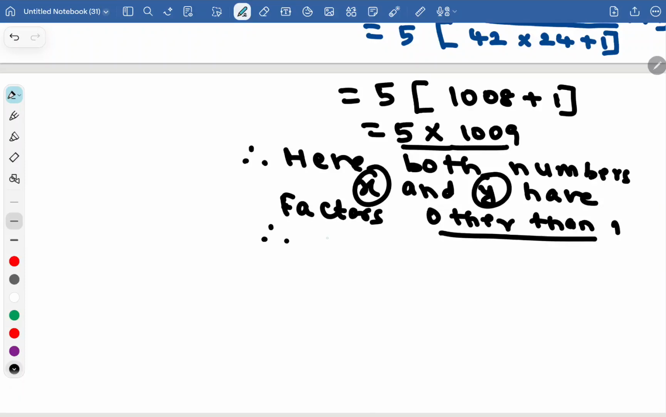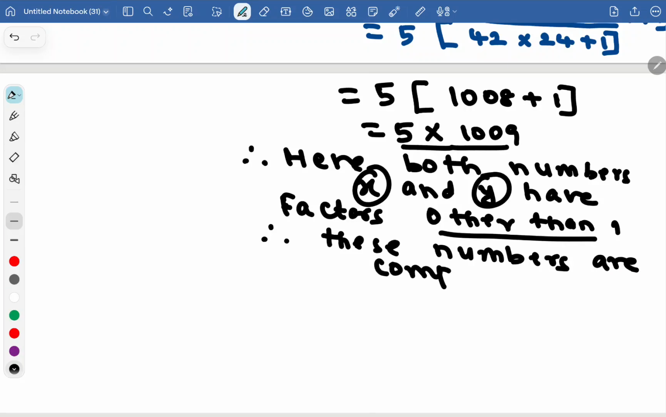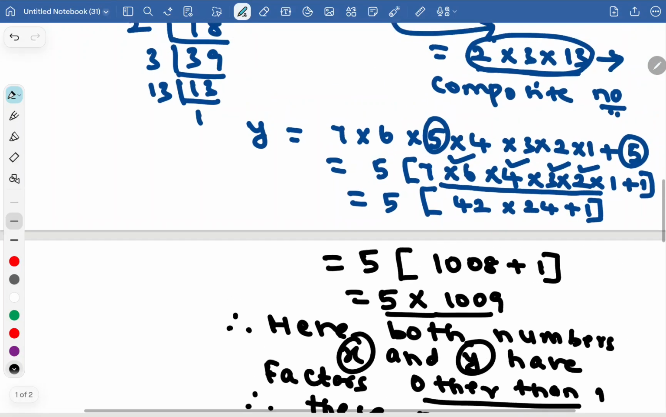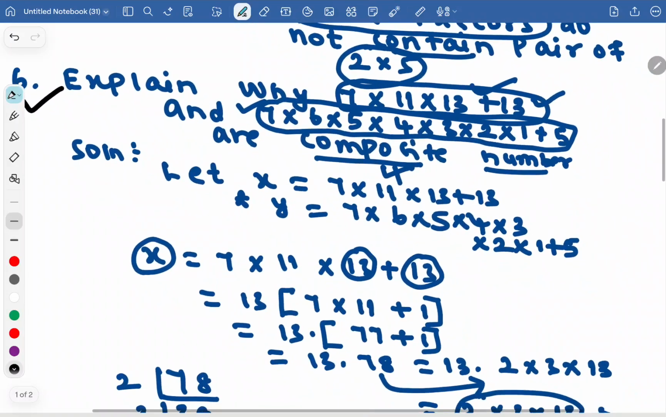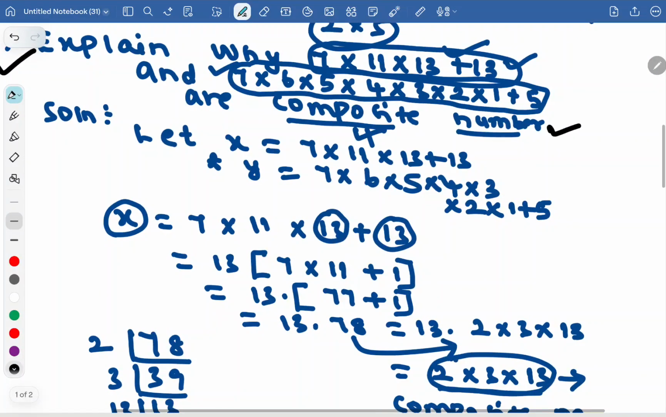Therefore, these numbers are composite numbers. This is the information for problem number 6: explain why these two numbers are composite numbers.